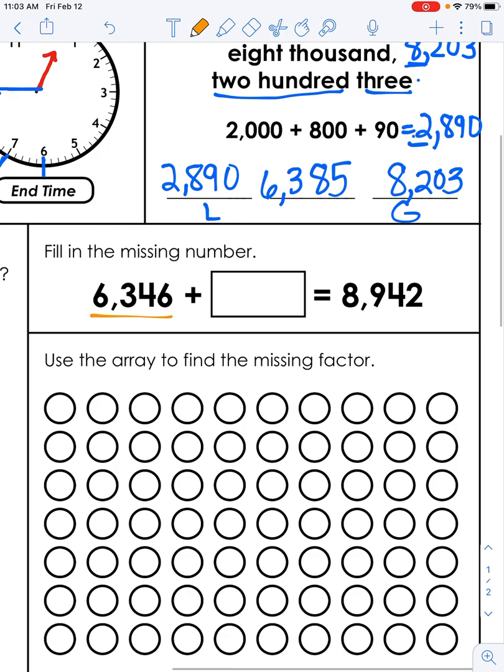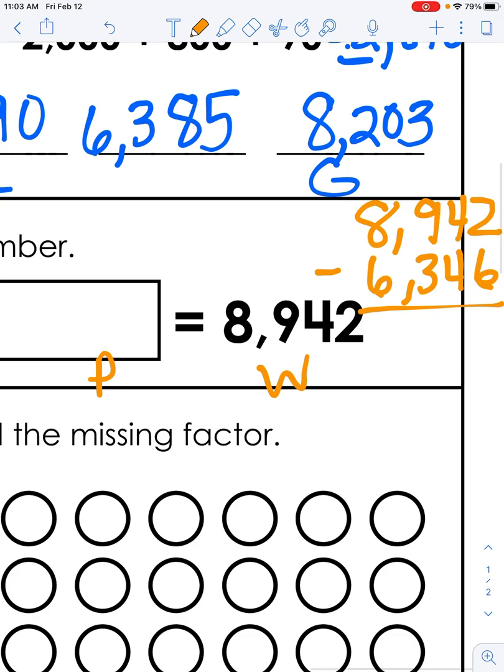Next box, find the missing number. So we have 6,346 plus something equals 8,942. So this is the part, and this would be the whole. So I need to subtract to find that other part. So 8,942 minus 6,346. I cannot solve 2 minus 6, so I need to borrow.